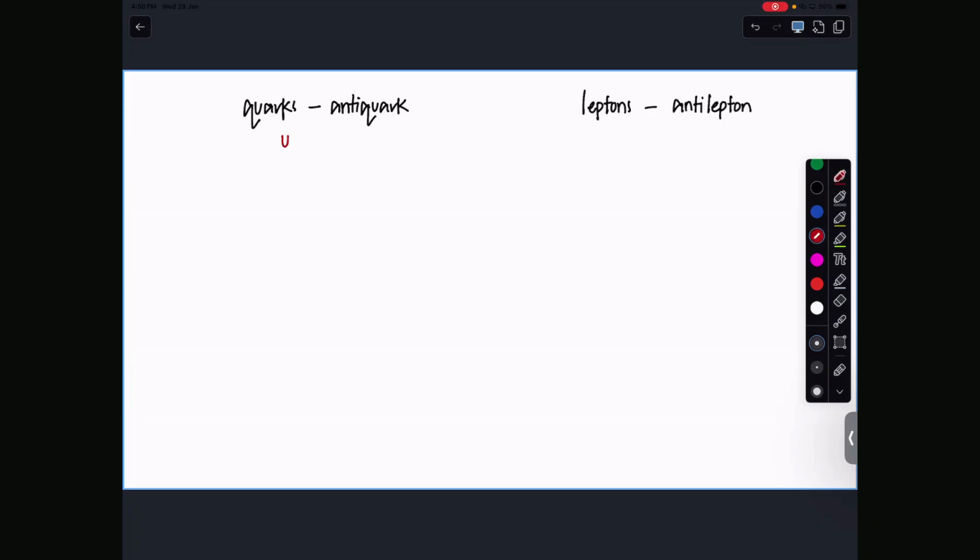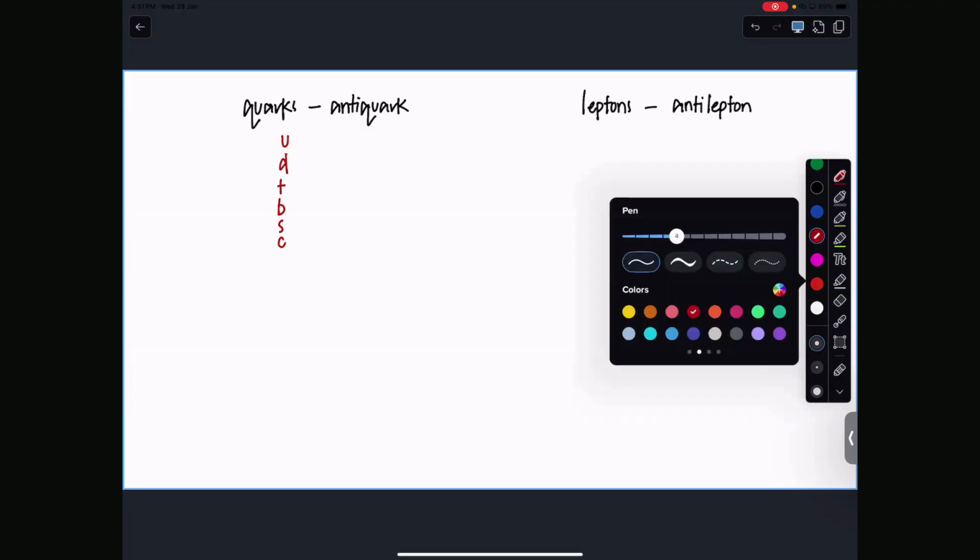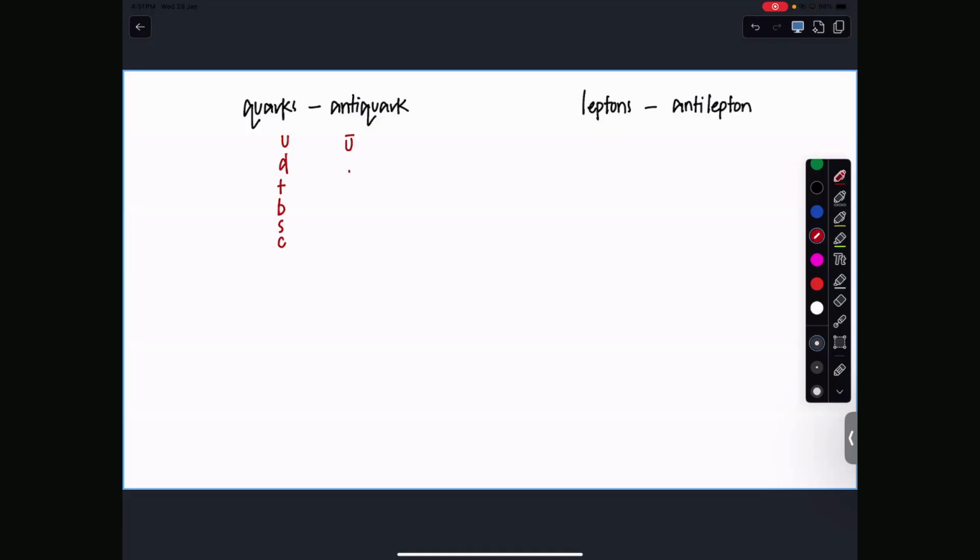Yes, up, down, top, bottom, strange, charm, right? Do you remember them? So yeah, these are your quarks out there. How do I represent the anti version of them? Yeah, so anti-up, anti-down. So the bar over them means they're your what particles? Antiparticles, right? Okay. Now, can you remind me of the leptons?